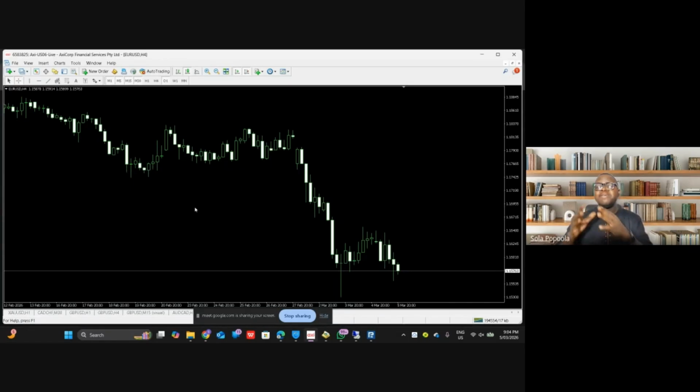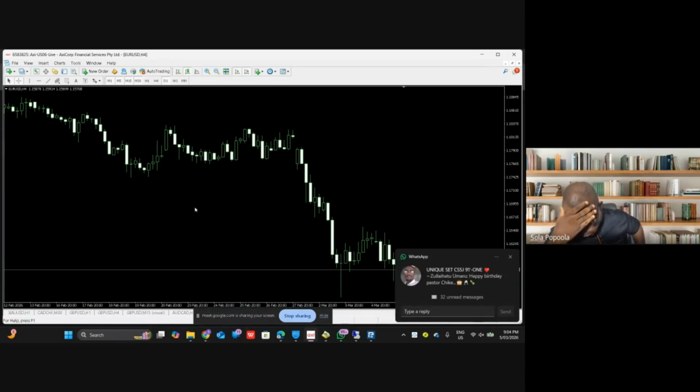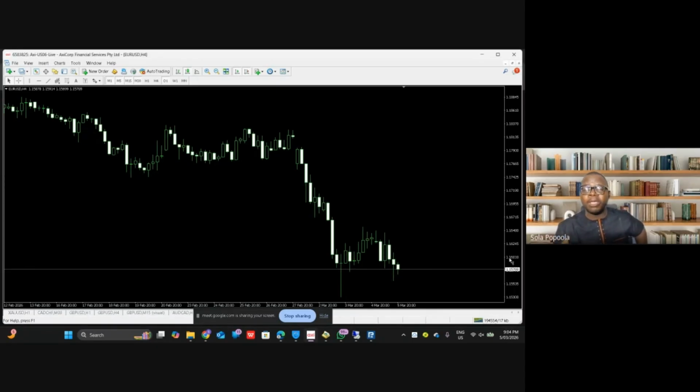Guys, we have indicators that can show you this. But you see, there are sometimes that you'll be trading with your laptop, with your phone, where you will not be able to see any indicator or something. This thing will help you a great deal.